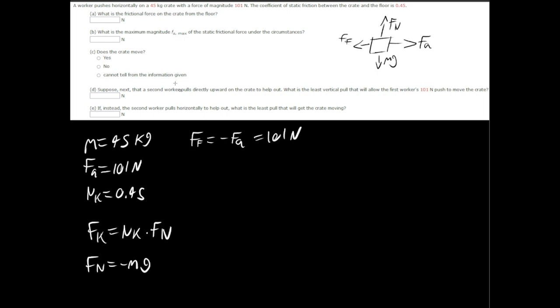So this would just be 101 newtons, and then it asks what is the maximum magnitude, Fs max, of the static frictional force under the circumstances. Now this is the Fk that we were looking for. And if we know that Fn is mg, then we know that Fk is going to be 45 times 0.45.